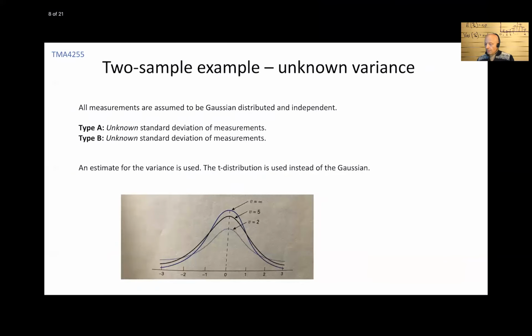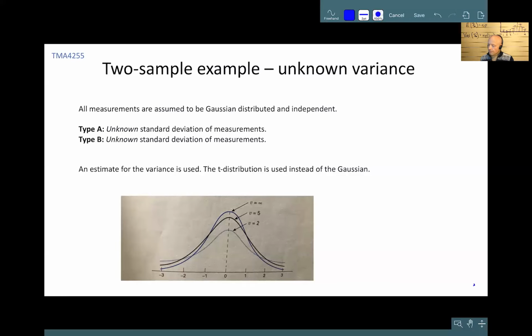Going on, if we then say that, okay, we still relate the data to Gaussian distributions, we still assume independence, but maybe it was a bit unrealistic to say that we know these standard deviations. We said it's 6 and 8 for the two different brands. What if they were unknown? What happens then? Unknown standard deviations.